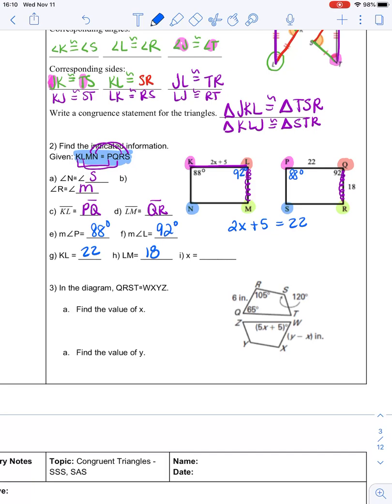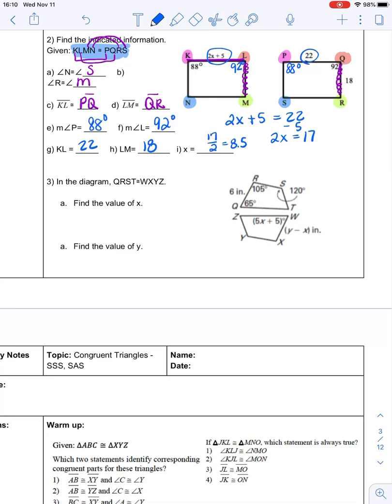And if I wanted to know how long x is, then I would set 2x plus 5 equal to 22. Subtract 5 from both sides. So 2x is equal to 17. And so x would be 17 over 2, which is 8.5.